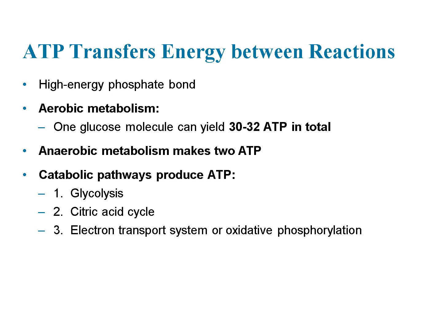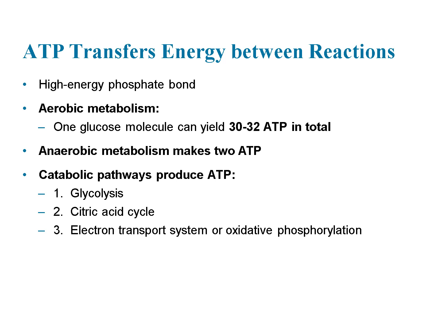This slide highlights the essential role of ATP in energy transfer during reactions. The high-energy phosphate bond is where ATP stores energy in its phosphate bonds, which is released to power various cellular processes. Aerobic metabolism occurs in the presence of oxygen and can yield 30 to 32 ATP molecules per glucose molecule. It's highly efficient and primarily involves glycolysis, the citric acid cycle, and the electron transport chain.